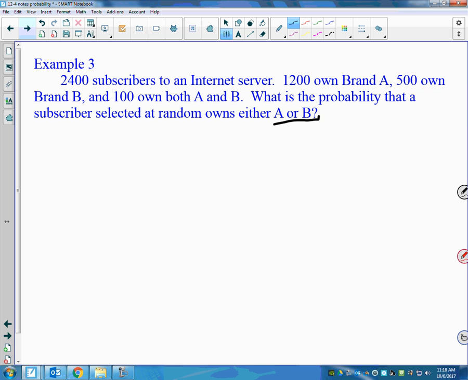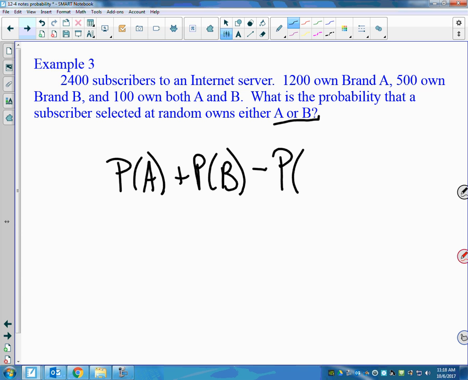So this is set up perfectly to subtract out the overlap, right? So I'm going to take the probability of A plus the probability of B, and I'm going to subtract out the probability of both, okay? So how many own brand A? 1,200 out of 2,400. Something that people always point out to me is that this doesn't add up to 2,400. Well, what does that tell us? It tells us that there's more than just brand A and brand B, because 1,200 own brand A, 500 own brand B, and 100 own both A and B. But there's 2,400 people, which means there's obviously another brand out there, so don't think too much into that.